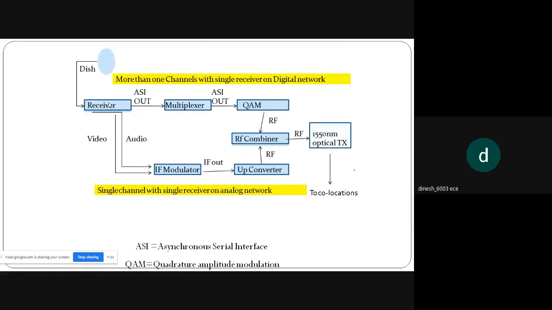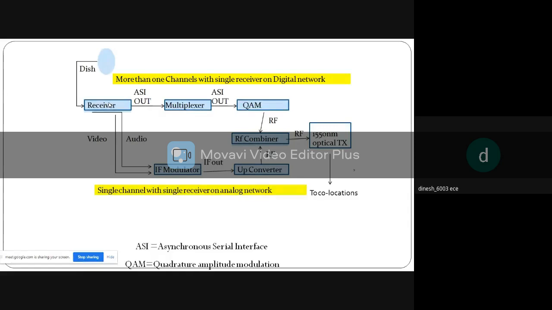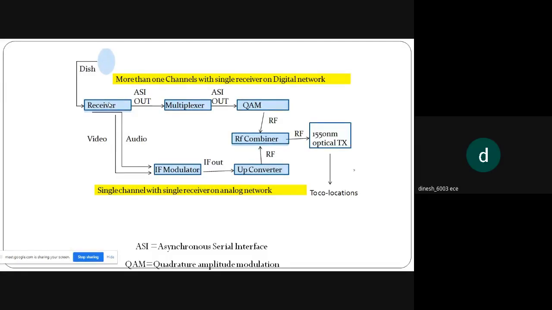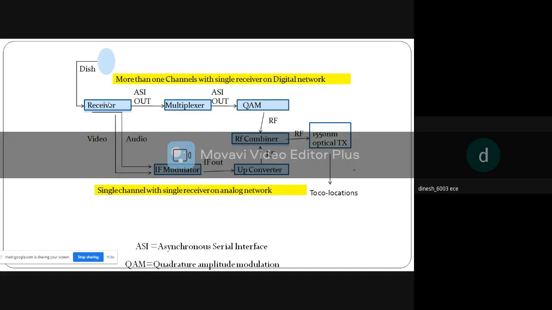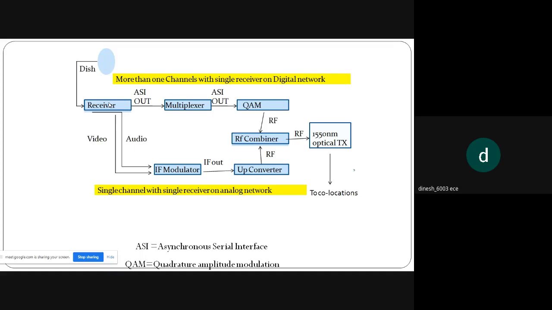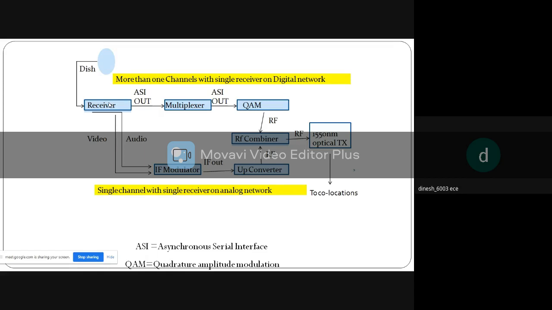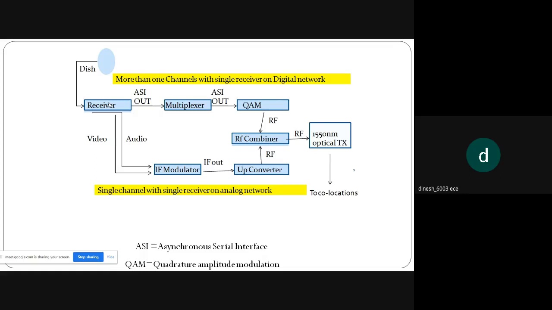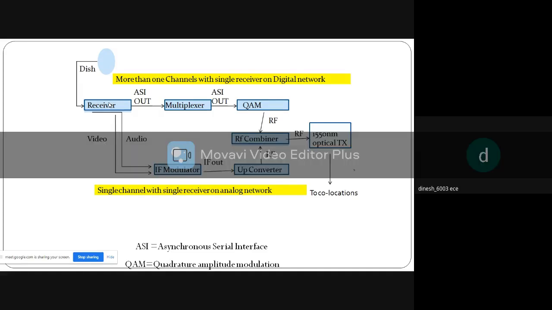Here is another example of a single channel with single carrier receiver on an analog network. You have the antenna. From there, the feeder goes to the receiver. Then it goes to the multiplexer, where we use a serial asynchronous interface, where more than one channel with the single receiver on a digital network is being deployed. Then quadrature amplitude modulation, then it is given to the RF combiner, as you had seen, then an up conversion, then it is given to an optical transmitter at the third window system, 1550 nanometer optical transmitter, then it is sent to the appropriate locations.